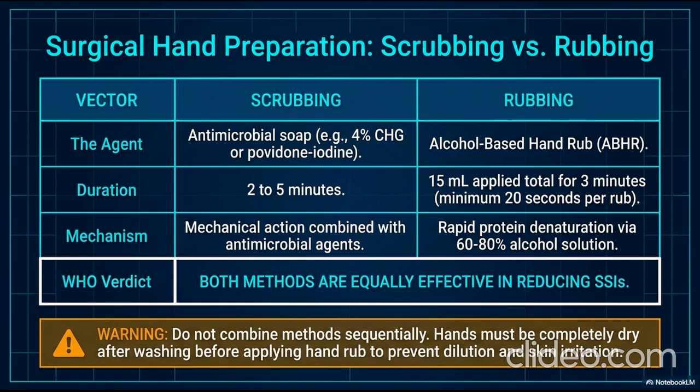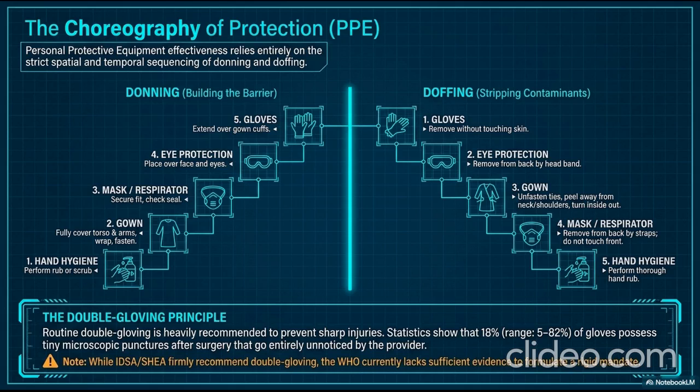Slide 8. Sequence 1. Donning, building the barrier. Donning follows a specific 5-step sequence to build a sterile barrier. It begins with foundational hand hygiene before touching any clean equipment. Next, the gown is applied to fully cover the torso and arms to the wrists, followed by a mask or respiratory device secured tightly at the middle of the head and neck. Eye protection, such as goggles or a face shield, is then placed to protect mucous membranes. And the process concludes by extending sterile gloves over the gown cuffs to completely cover the wrists.